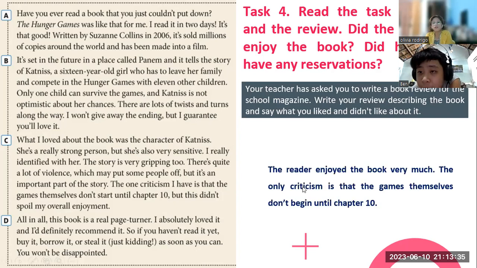So the reader enjoyed the book very much. The only criticism is that the games themselves don't begin until chapter 10. So this book review, Ben, is all about the Hunger Games. Because if you were gonna look at the Hunger Games, there's still a part 2 in the Hunger Games.